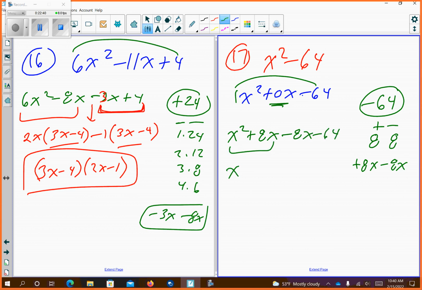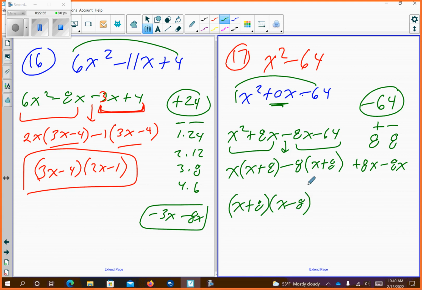Have an x in common. Bring that negative straight down. I can factor out a negative 8 out of both of those. The signs change. So I get x plus 8 and x minus 8. And we're all done. So that's the difference of 2 squares.